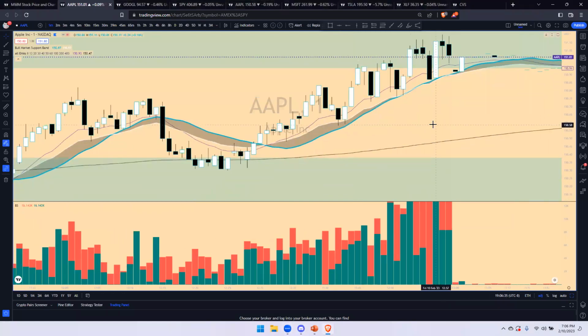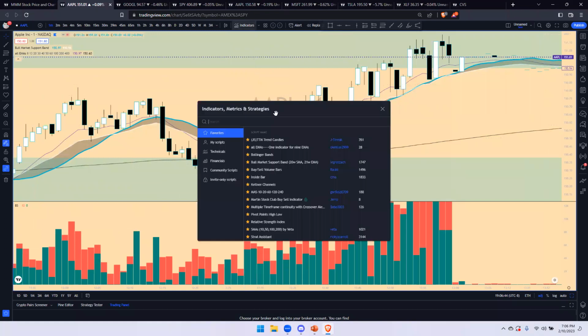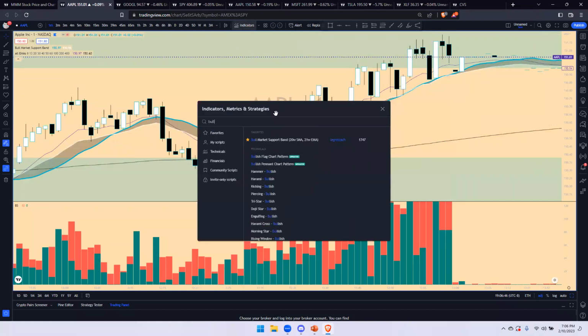I've got a question. Yeah, what's up? I'm trying to find that bull market support band on TradingView. I cannot find that at all. Really? Hold on, I can find them. There are three different versions, but it doesn't look like that. Oh, let me see here.